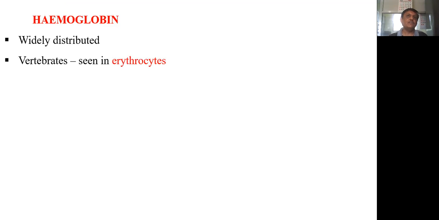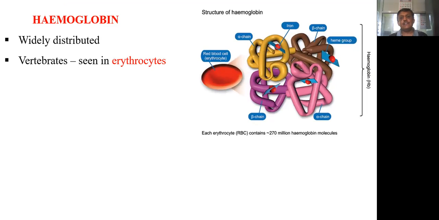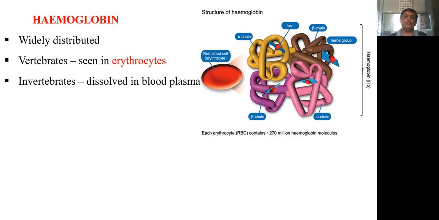Firstly, we are going to discuss hemoglobin. Hemoglobin is the first major and abundant respiratory pigment which is found in many animals. It is widely distributed in many animal groups. In vertebrates, or chordates, it is generally present in RBCs, that means in the erythrocytes. Here you can see the hemoglobin inside the RBC. When it is present in invertebrates, it is dissolved in blood plasma.